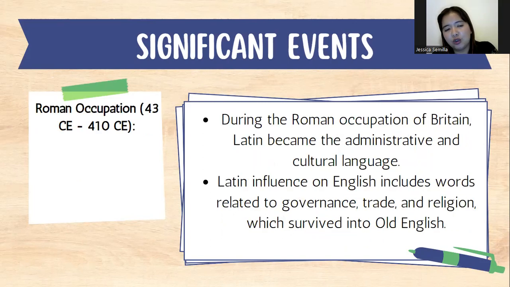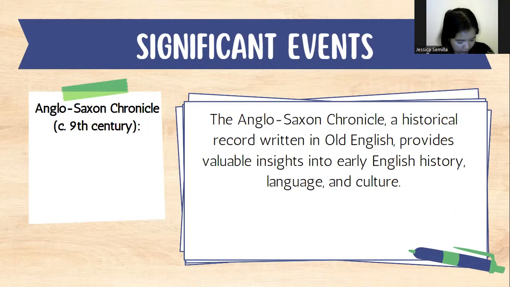After that, we have the Roman occupation. This is tagged with Latin and, of course, Christianity. During the Roman occupation of Britain, Latin became the administrative and cultural language. Therefore, there is an influence on English through Latin that includes words related to governance, trade, and religion, which survived into Old English. The next one is, of course, the Anglo-Saxon Chronicle. The Anglo-Saxon Chronicle is a historical record written in Old English that provides valuable insights into early English history, language, and culture.